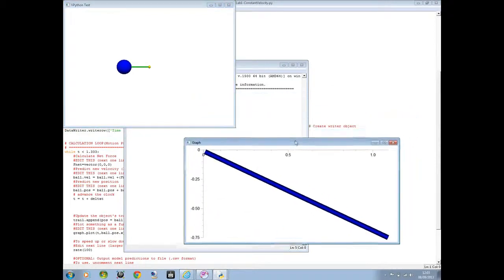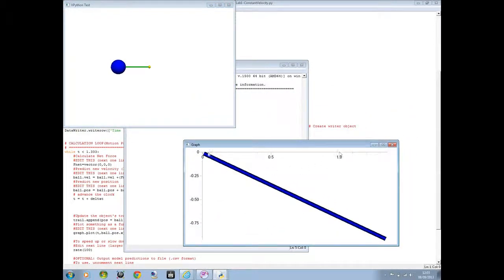So on the bottom one we have the graph where we've got time on the x-axis, position on the y-axis, and as you can see, perfectly straight lines being drawn. Then in the top left hand window I've got the ball, which is represented by that blue sphere, and the origin represented by the yellow sphere, and the path represented by the green line. So we're just going to close them down now.